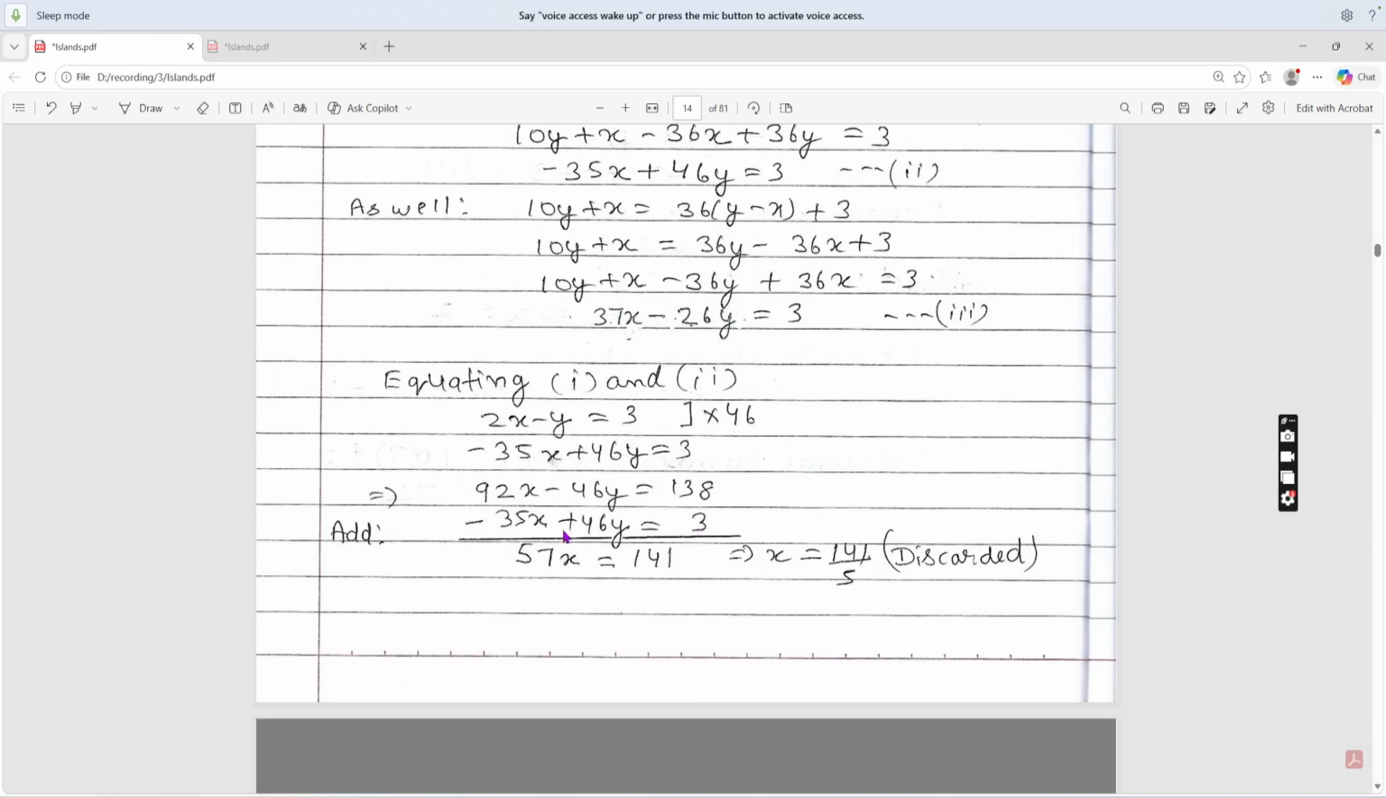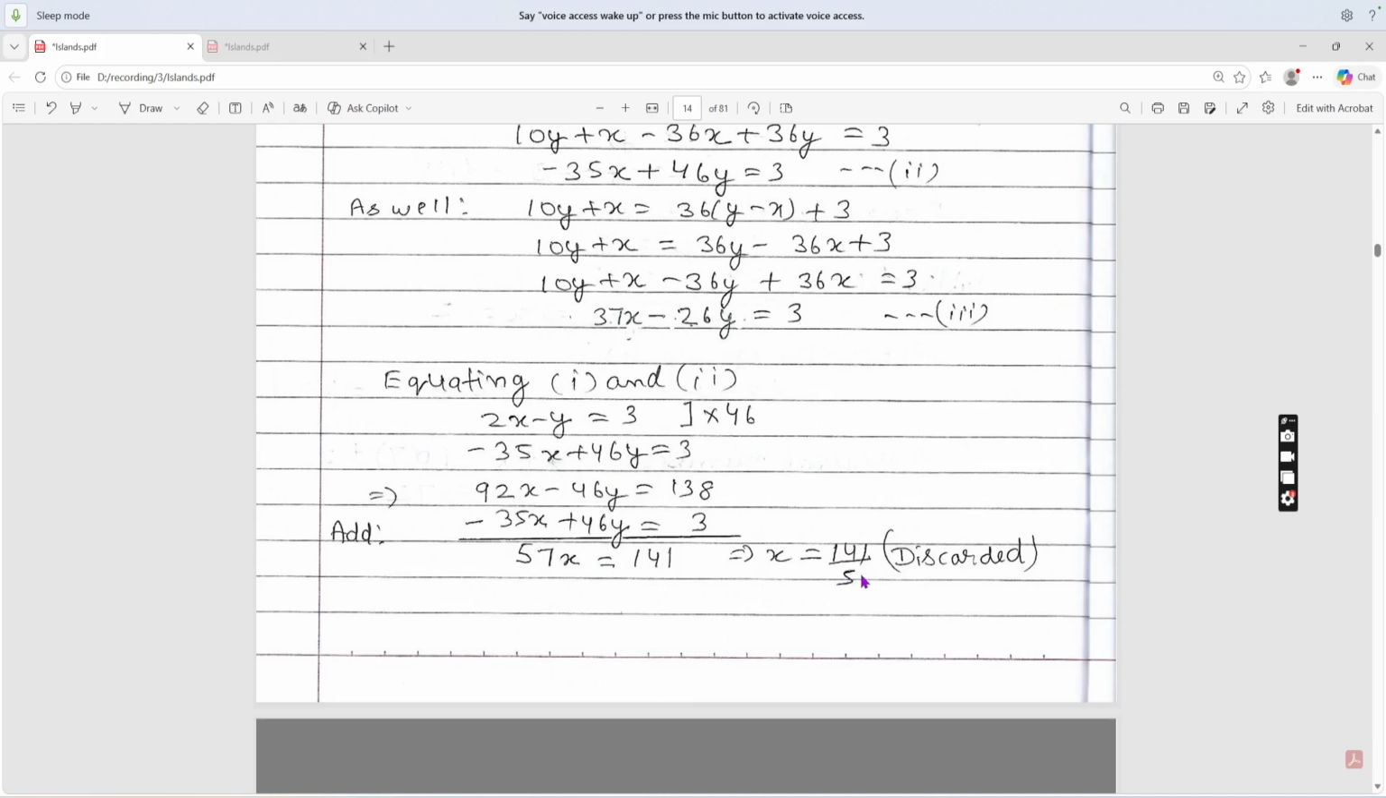Now since the sign of both the coefficients of y in the two equations is opposite, we are going to add these two equations. Plus minus becomes minus, so 92 minus 35 is plus 57, minus 46 plus 46 is 0, plus 138 plus 3 will give us 141. So x is equal to 141 upon 57.